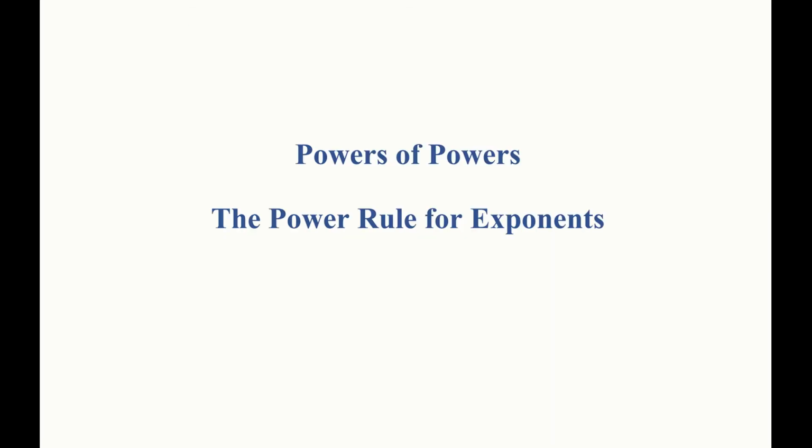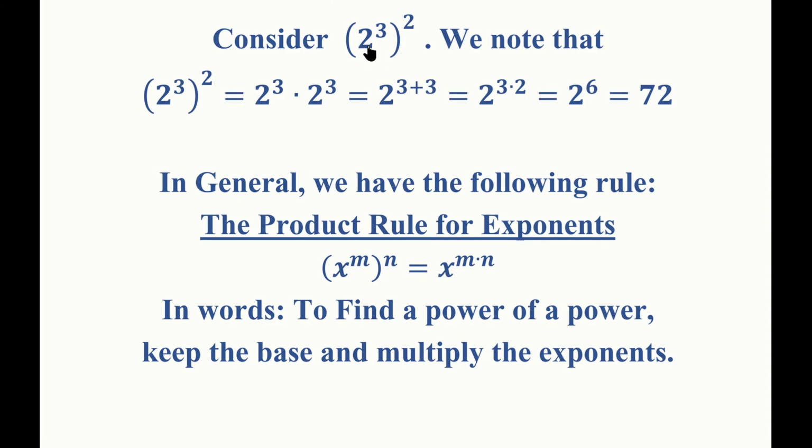Next, we want to look at how to handle a power of a power, and that is managed by a rule called the power rule for exponents, which we'll look at next. As always, we'll do a little bit of a motivational problem first. Let's say we want to look at 2 cubed squared, right? So this is what I mean by a power of a power. So we notice that 2 cubed squared by definition just means write 2 cubed twice and multiply, right? That's just by definition of an exponent, or a definition of exponentiation.